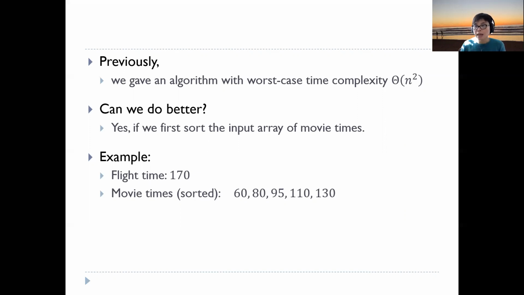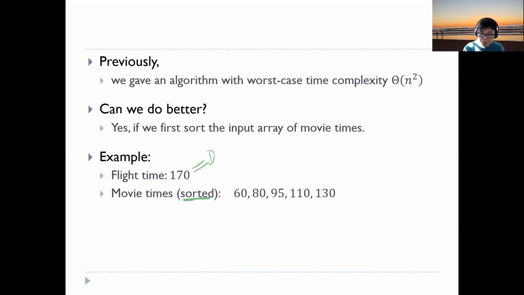It turns out yes, we can, especially if we first sort the input array of the movie lengths. So how does the sorting help? Here's an idea. Let's say that your flight time is 170. This is D. And you're given a list of movie times which is already sorted, so we first do a sorting. How do I figure out whether any two add up to 170 or not?